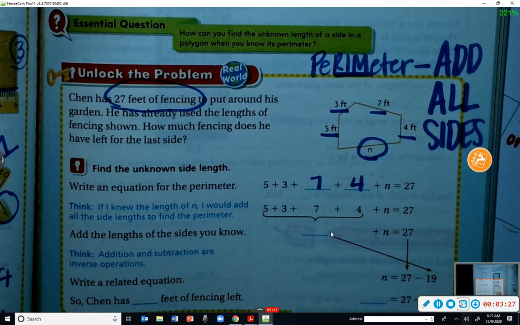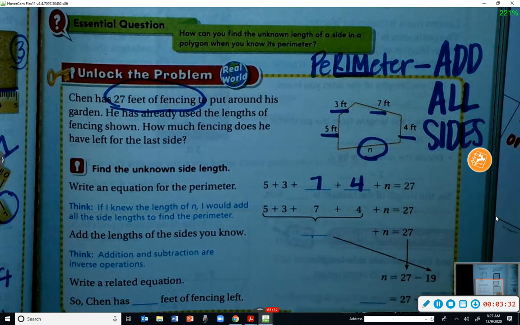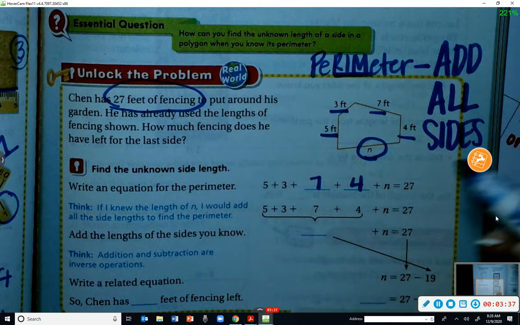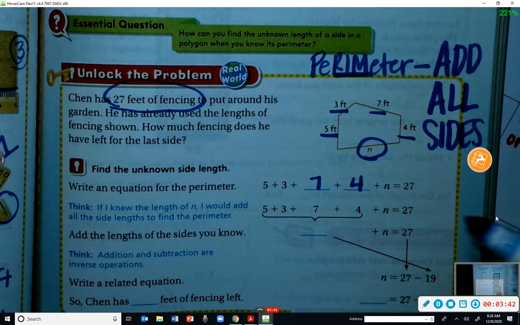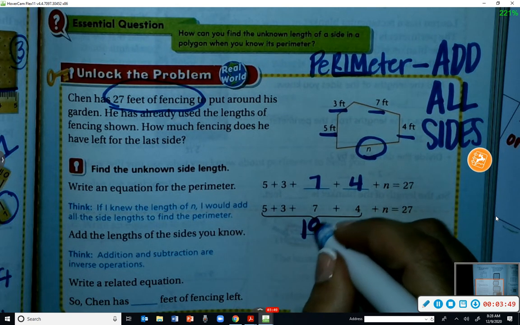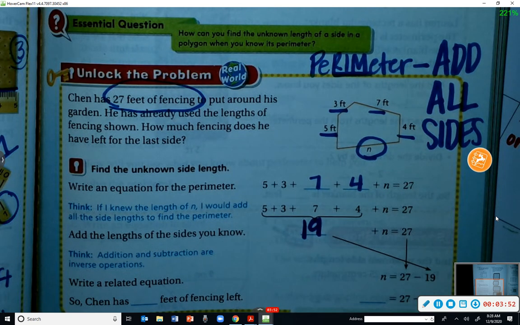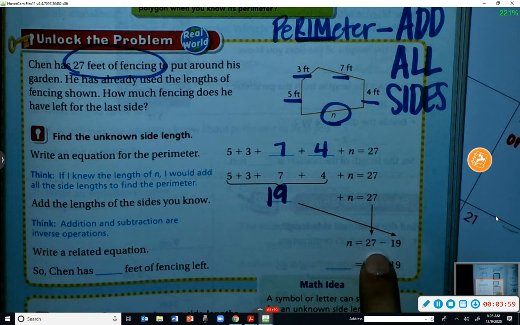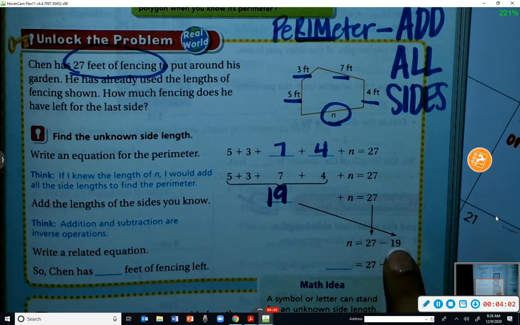Okay, so the first step, we're going to add up the sides we know. 5 plus 3 is 8. 8 plus 7 is 15. Good. And 15 plus 4 is 19. Okay, so we add all those up and we get 19. Now we need to take our perimeter, which was 27, right here, and subtract the sides that we added up.